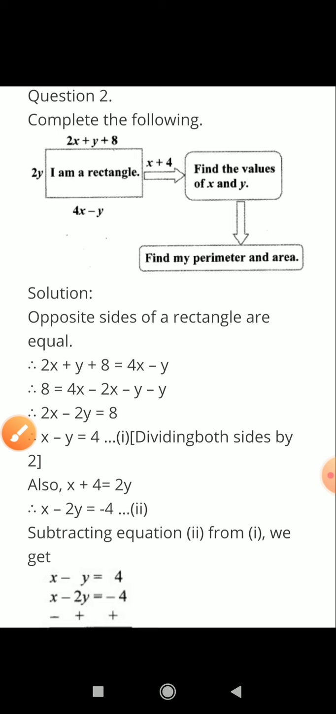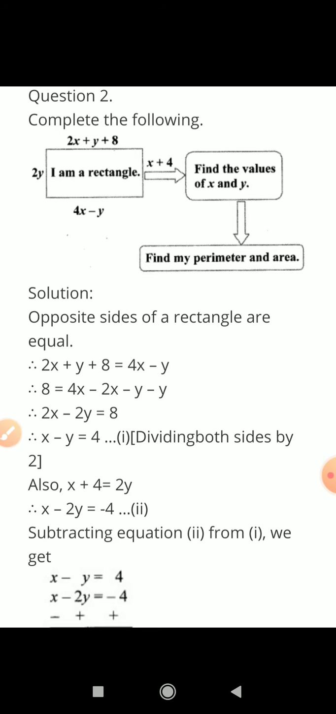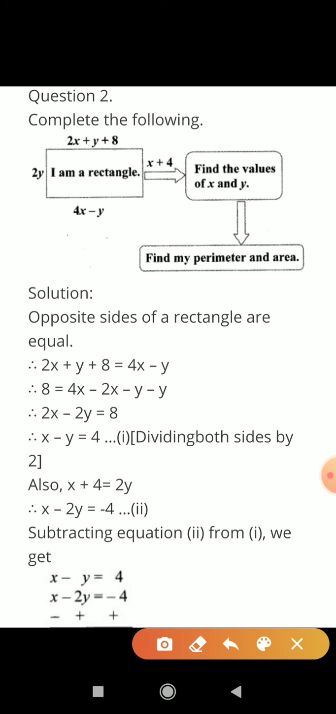Then the second question. Now the second question is: complete the following. Now this is a question based on the activity. So see the question here. In the first box it says, I am a rectangle. So it says that it is a rectangle and the sides of the rectangle are given. So these larger sides, these two are the lengths of the rectangle, and these two are the breadth of the rectangle. Find the values of x and y and find my perimeter and area.